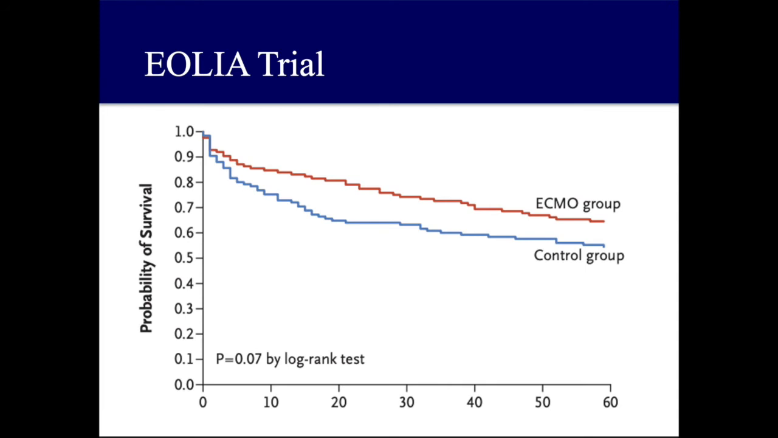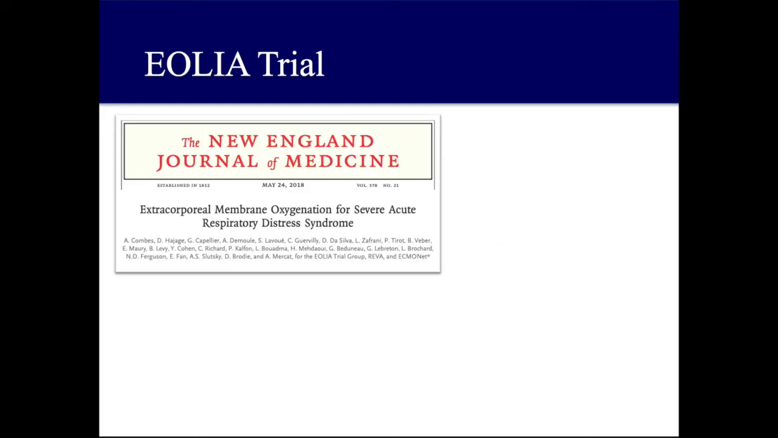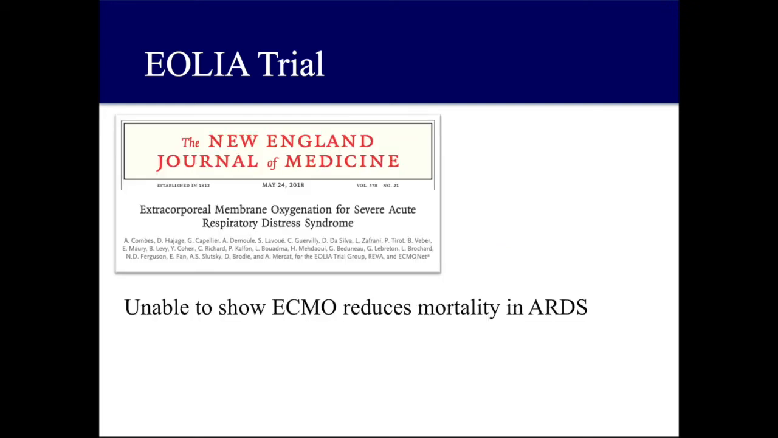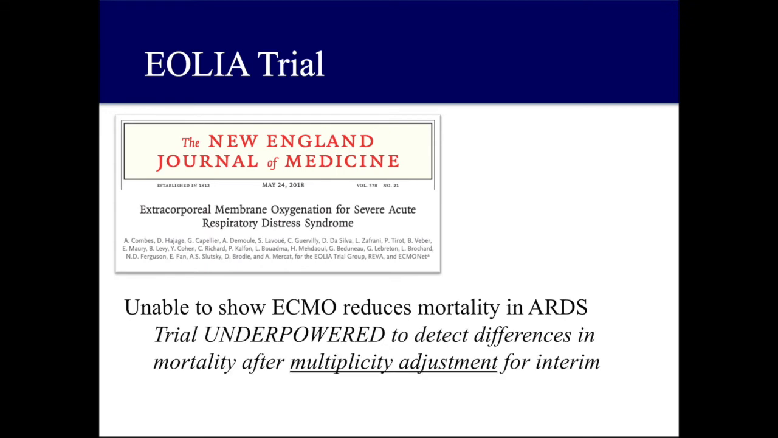Here was the difference between the two groups in terms of their probability of survival, with the ECMO group having a higher probability of survival throughout the study. But again, because of that p-value of 0.07, the study concluded that they were unable to show ECMO reduced mortality in patients with acute respiratory distress. What I think they actually should have concluded was that the trial was underpowered to detect differences in mortality after they did a multiplicity adjustment for their interim analyses.